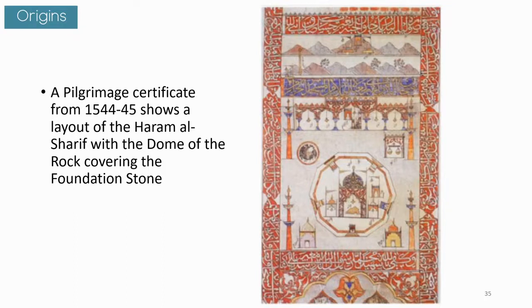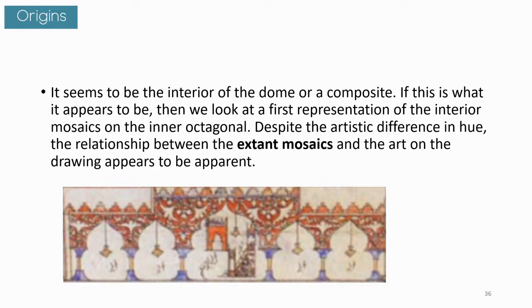And then we get this. A pilgrimage certificate from 1544 shows a layout of the Haram al-Sharif with the Dome of the Rock covering the foundation stone. So why is this of significance? It seems to be the interior of the dome or a composite. If this is what it appears to be, then we look at a first representation of the interior mosaics on the inner octagonal. Despite the artistic difference in hue, the relationship between the extant mosaics and the art on the drawing seems to be apparent.